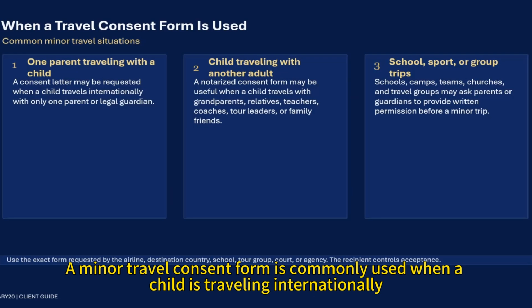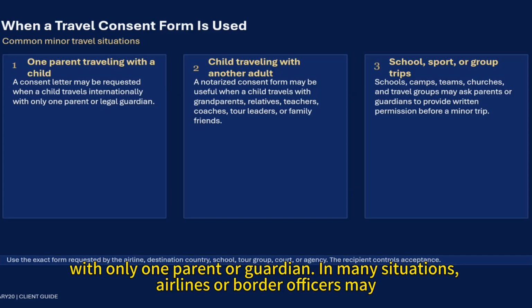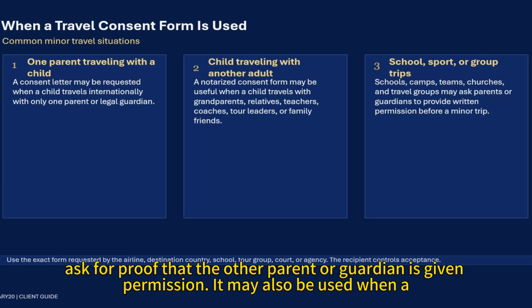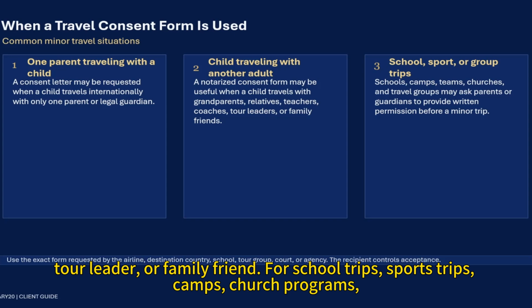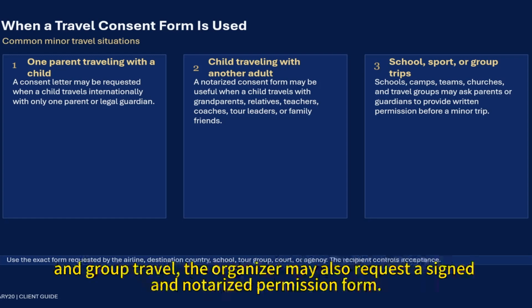A minor travel consent form is commonly used when a child is traveling internationally with only one parent or guardian. In many situations, airlines or border officers may ask for proof that the other parent or guardian has given permission. It may also be used when a child travels with another adult, such as a grandparent, relative, teacher, coach, tour leader, or family friend. For school trips, sports trips, camps, church programs, and group travel, the organizer may also request a signed and notarized permission form.